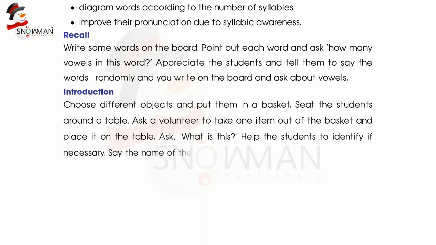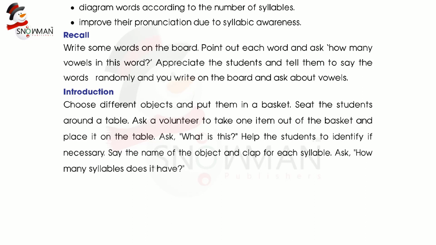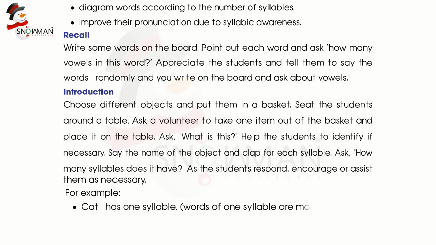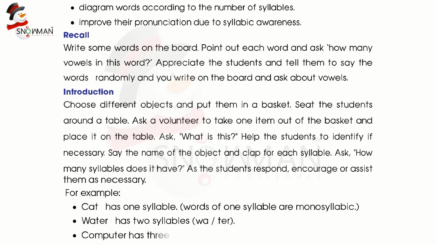Say the name of the object and clap for each syllable. Ask, how many syllables does it have? As the students respond, encourage and assist them as necessary. For example, cat has one syllable. Words of one syllable are monosyllabic. Water has two syllables. Water. Computer has three syllables. Computer.